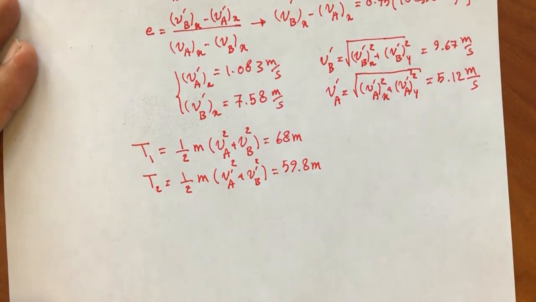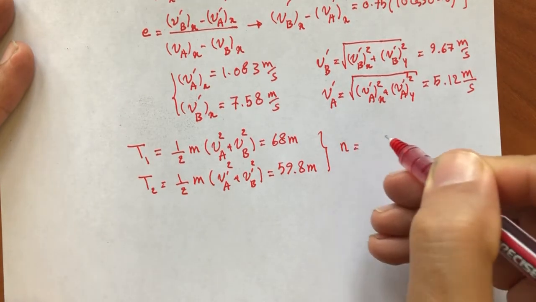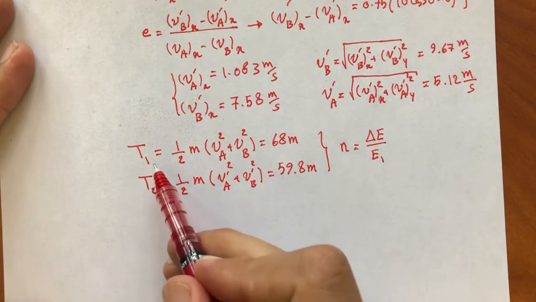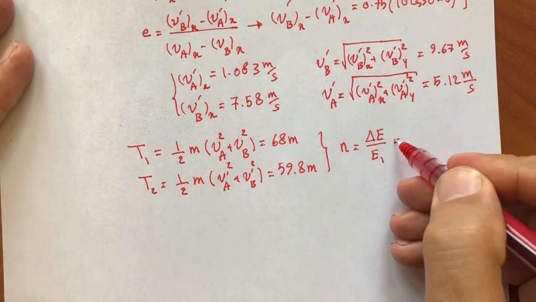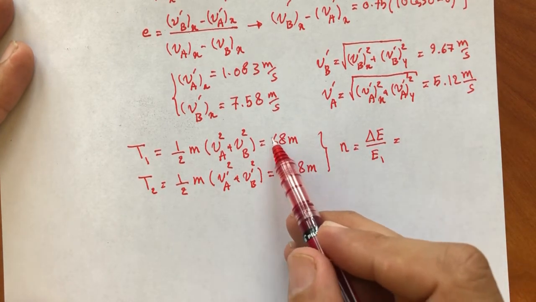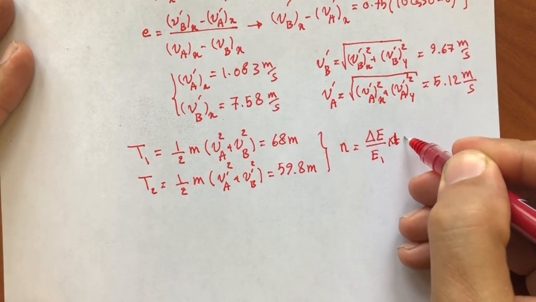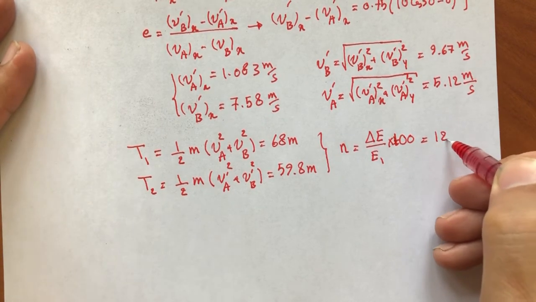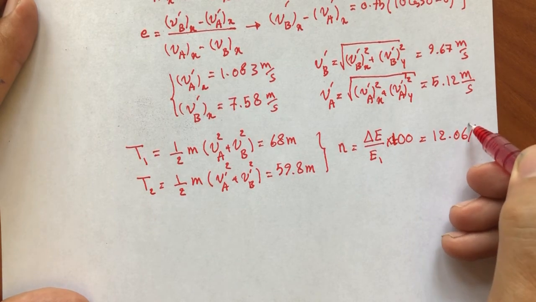To calculate how much energy we are losing, n is equal to the change in the energy divided by the initial energy, which is only kinetic energy here, so you can replace this E with T as well. So for the change in the energy, you subtract this from this and divide it by the initial energy, which is 68 times m. And we usually multiply by 100 to find it in percent. If you do the math, it's going to be 12.06%.